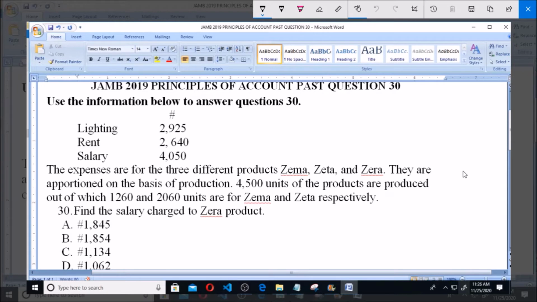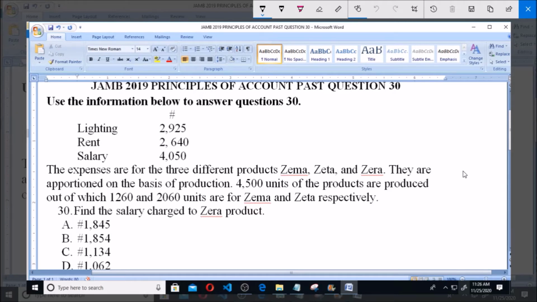The products are Zema, Zeta, and Zara. They are apportioned on the basis of production. 4,500 units of the products are produced, out of which 1260 and 2060 units are for Zema and Zeta respectively. The question now is: find the salary charged to Zara products.